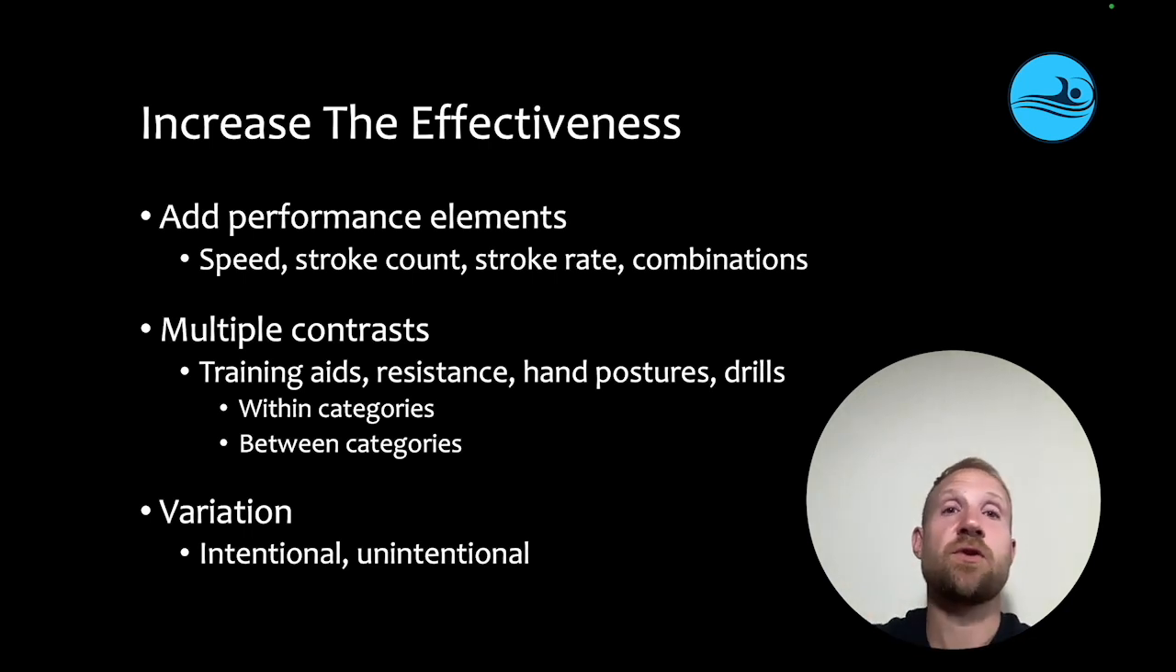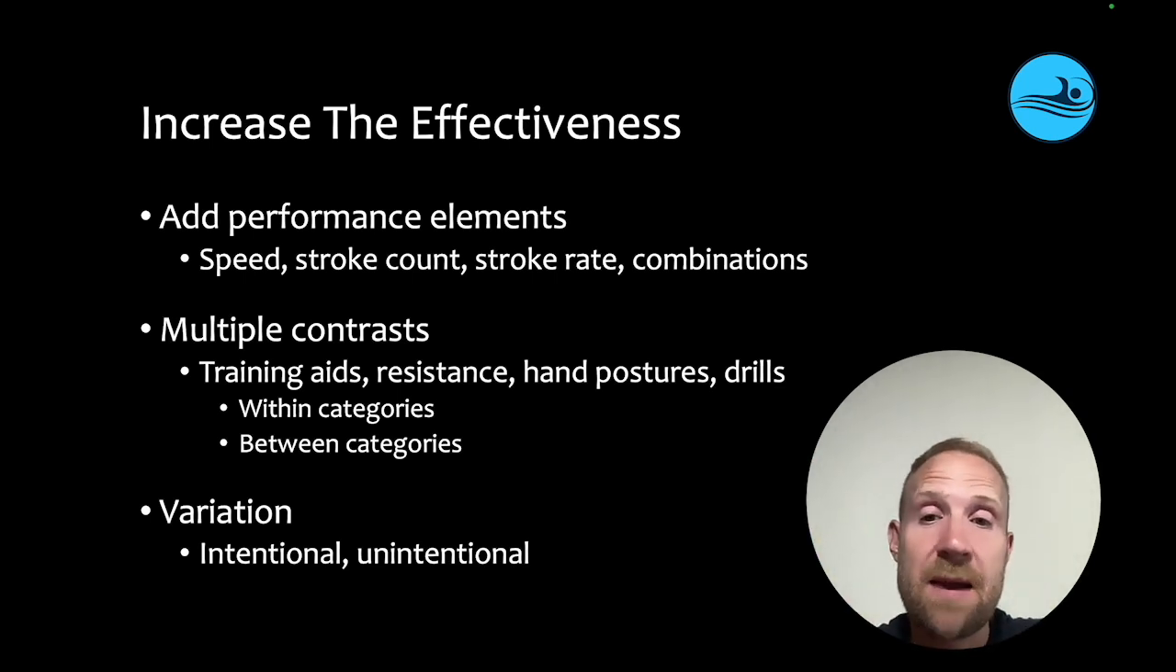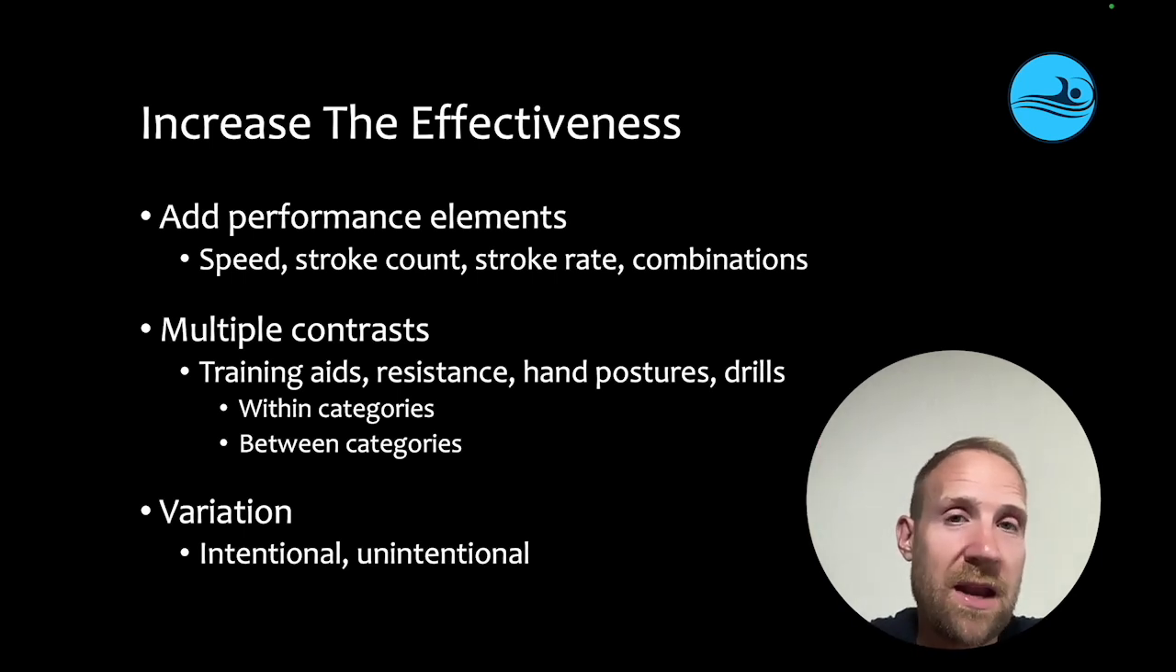You can also use multiple contrasts at the same time. So different training aids, different resistance, different hand postures, different drills. You can use different contrasts within the same categories. So for instance, paddles and then fins would be an example, or a parachute and then a power tower, or a parachute and then a stretch cord, or closed fist and then pinch paddles, or different types of drills depending on the particular skill. And you can also do between categories. So you could do fins and then a parachute, or paddles and then a stretch cord, or whatever it is.